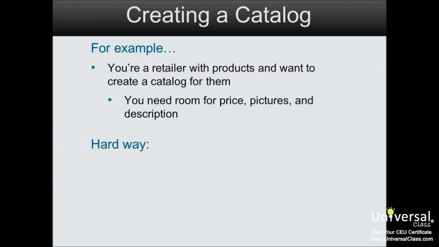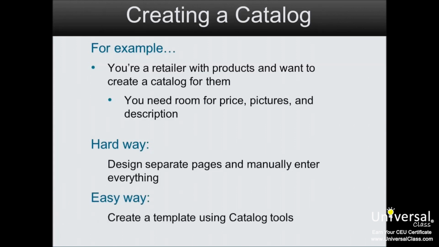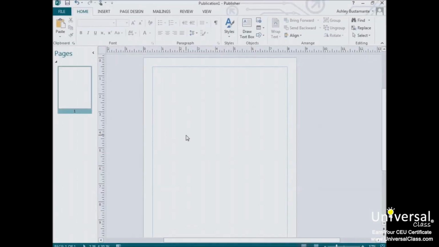The hard way would be to design 8 separate pages and then manually enter everything using the techniques we've taught you in this course. The easy way would be to compile your product list and then create a single template using the catalog tools. When you're finished, Publisher will automatically take all of the information in your product list and insert it into your template, creating 8 individual pages with 3 products on each page. So let's see how it's done.